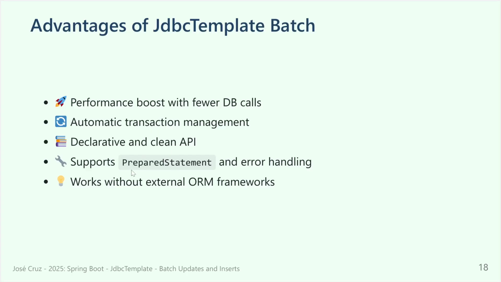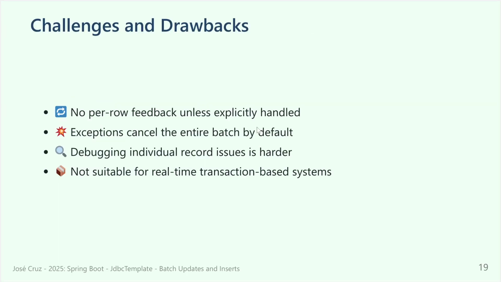Behind the scenes, because of the JDBC template, there is always the prepared statement, and it works without external object relation frameworks. It's everything out of the box, regular JDBC, but optimized. Of course, there are challenges and some drawbacks that we should take into consideration. There is no per row feedback unless explicitly handled. When we are using the batch, of course, because it's a batch, it's not per row.